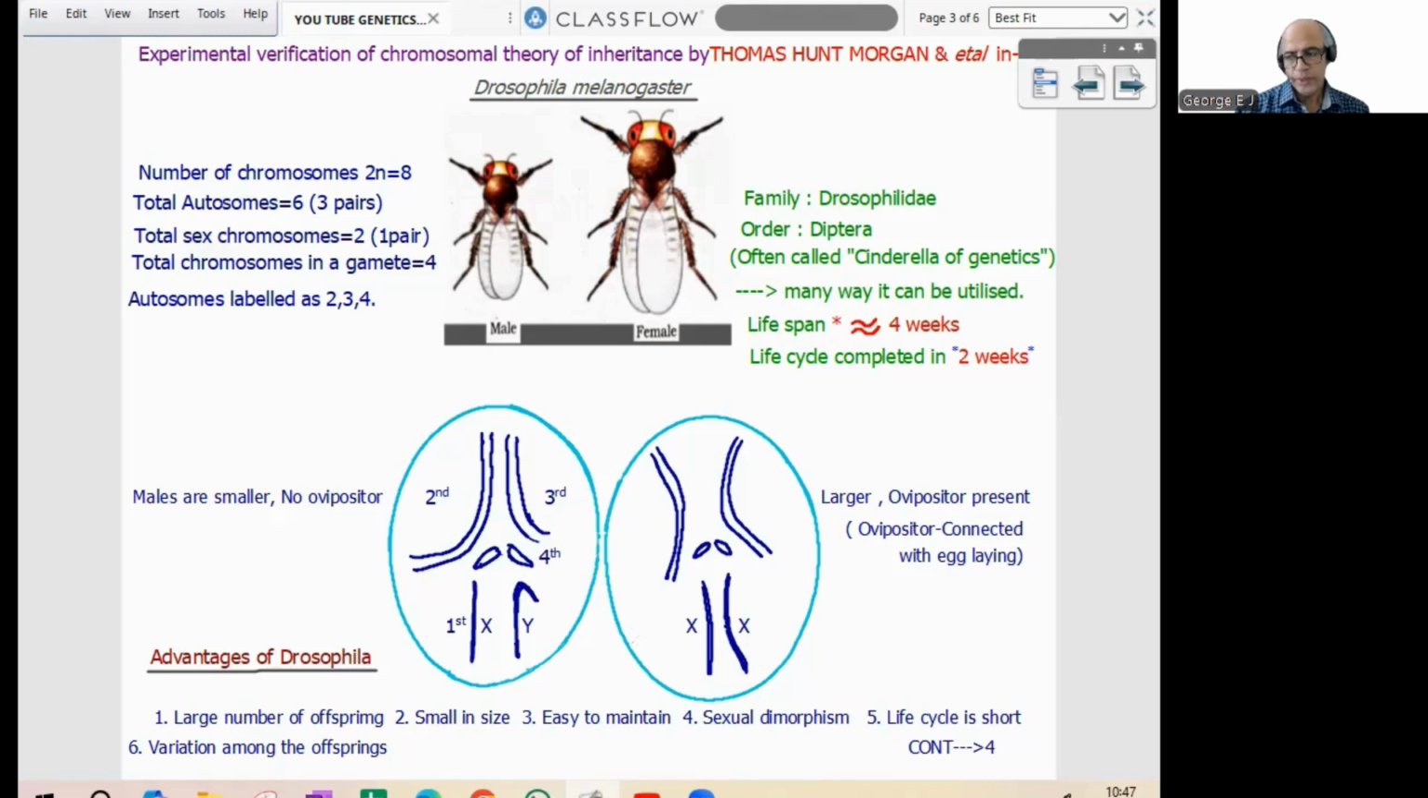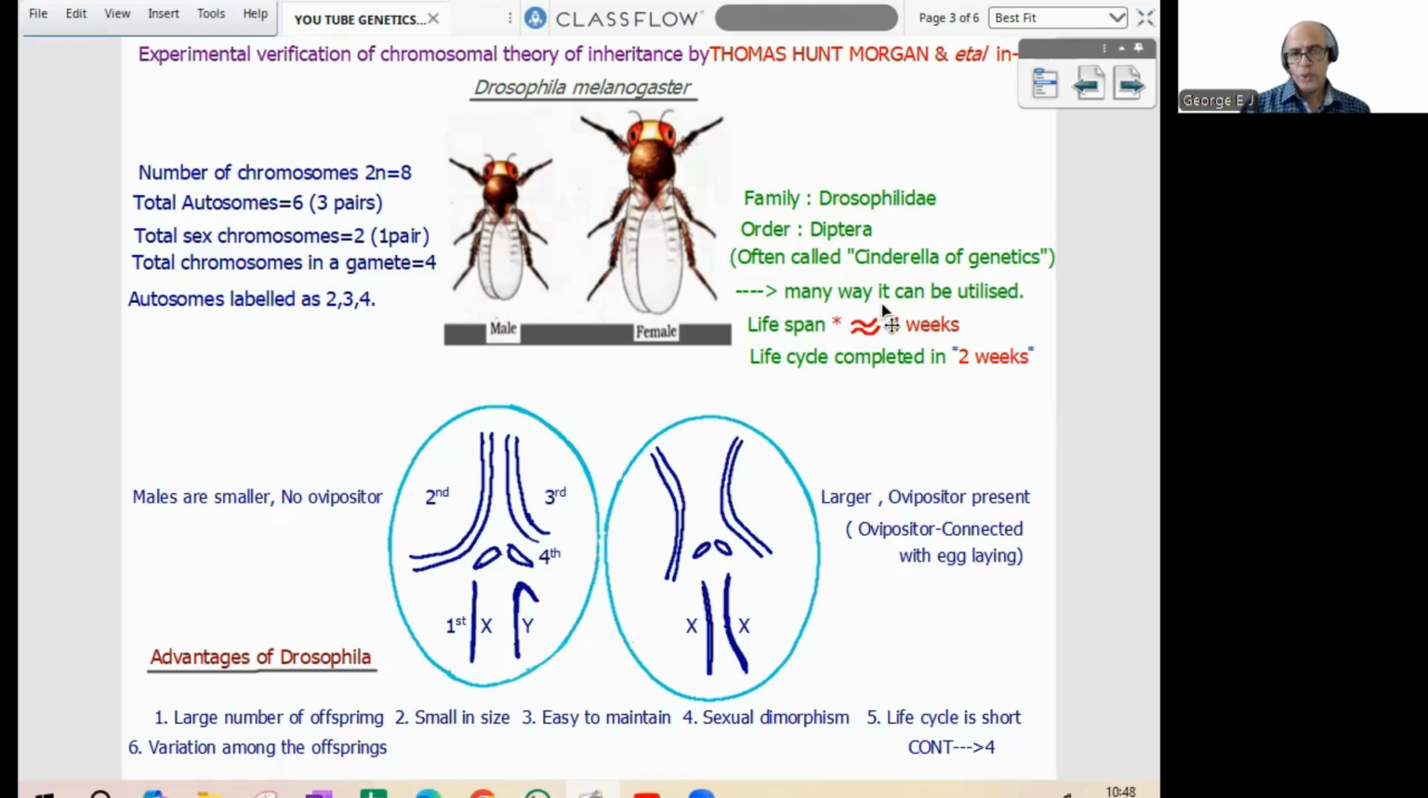Now, details of this Drosophila. We are taking a usual Drosophila general item. Number of chromosomes, 2n equals 8. Total number of autosomes is 6, 3 pairs. Total number of sex chromosomes is 2, that is 1 pair. And the total chromosomes in a gamete, which is haploid, will be 4. Autosomes will usually be 3 and sex chromosome will be 1. I think this part is clear. This was our previous question, that is why I wrote it separately.